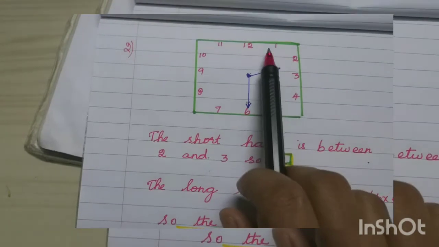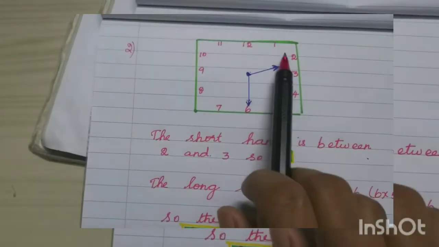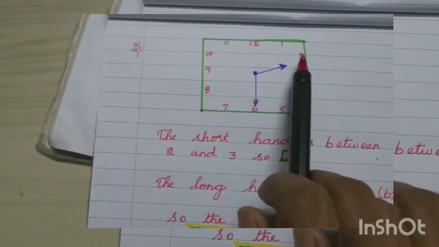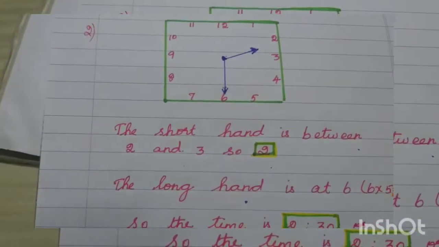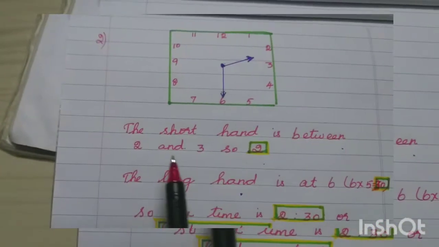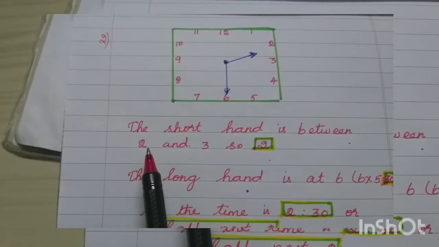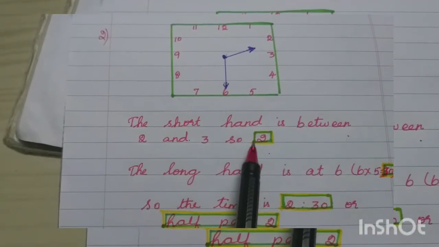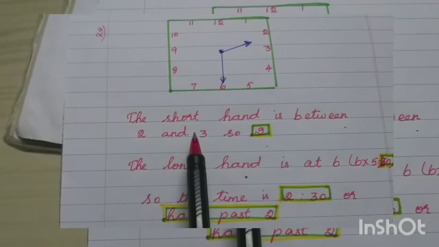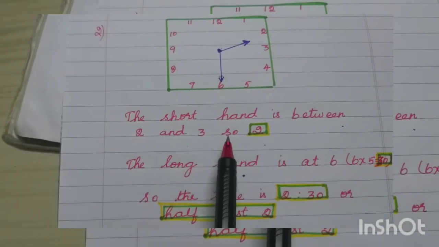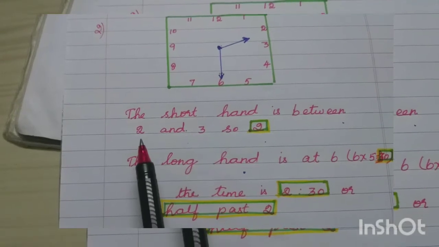Always the ascending order: 1, 2, 3. So you should see the first number in 2 and 3. In the 2 and 3, which is the first number? 2. And you should write the 2. The short hand is between 2 and 3, so you should take 2 only.